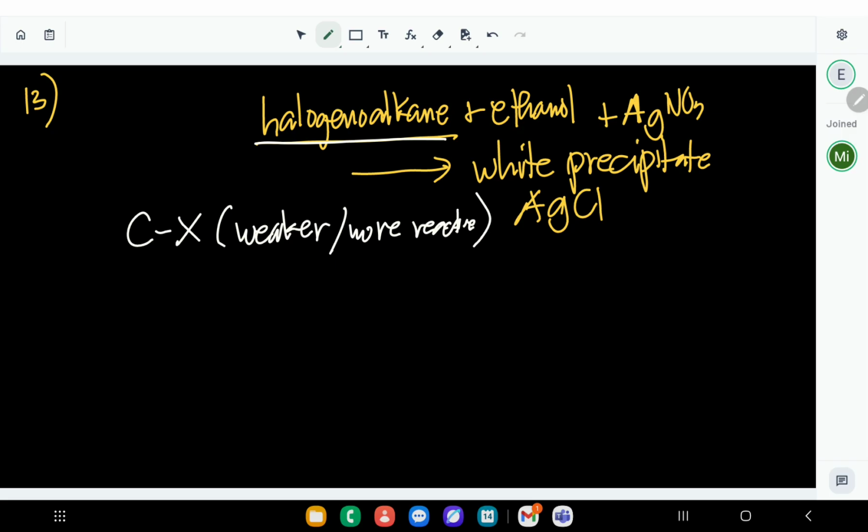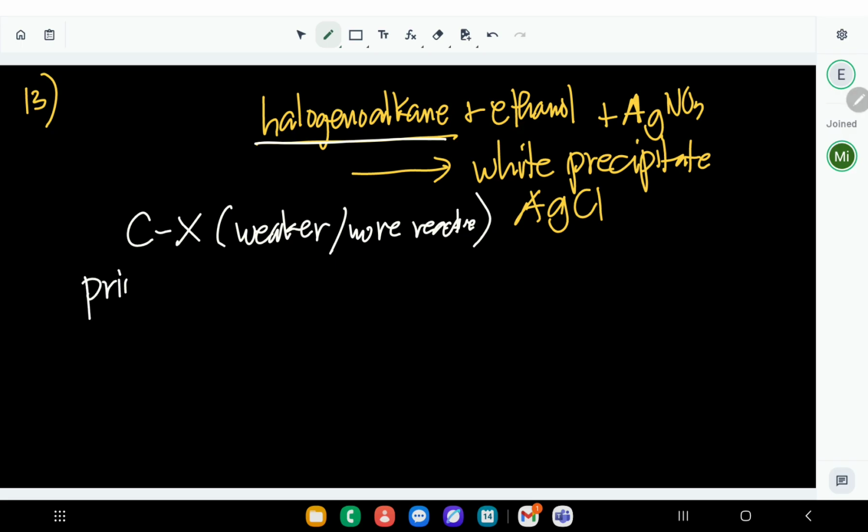So how many kinds of halogenoalkanes are there? Let me check. Primary, secondary halogenoalkanes. Let me check if we can. Okay, so we have primary, secondary, tertiary. So only that.